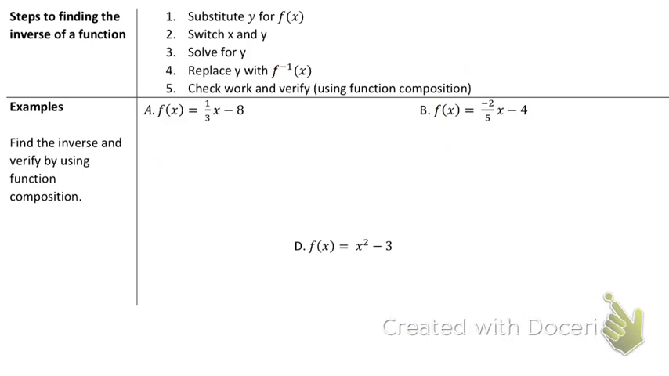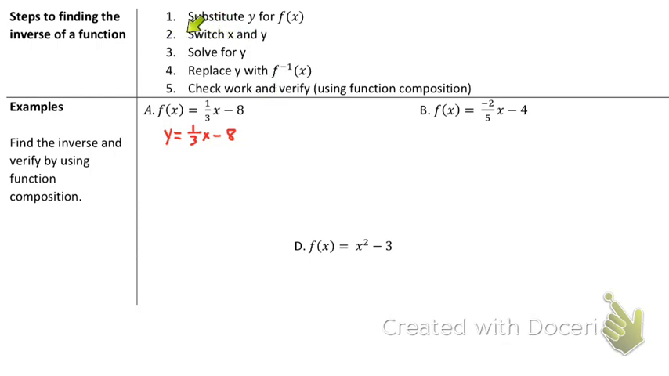All right, let's go ahead and find some inverse functions. Up at the top, you have your steps. We're going to do some of these examples. So let's start with A. So the first thing we want to do is substitute y for f of x, because we know y and f of x are interchangeable. So instead of f of x, I'm going to replace it with y. So we have y equals 1/3 x minus 8.